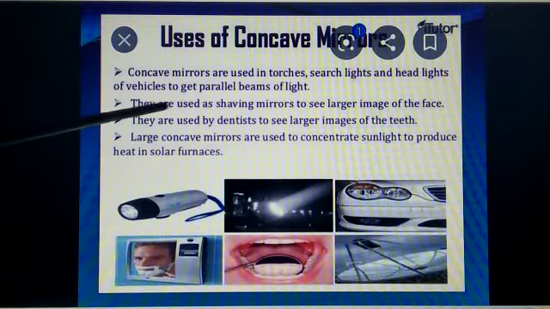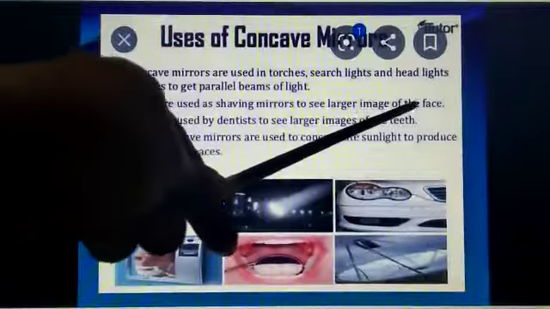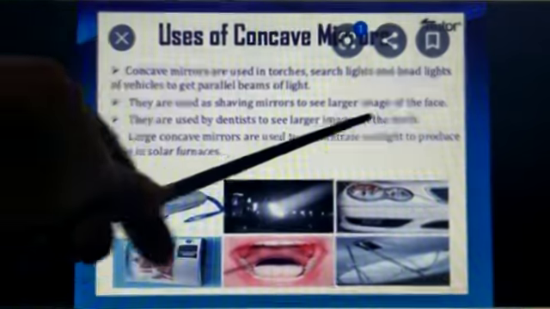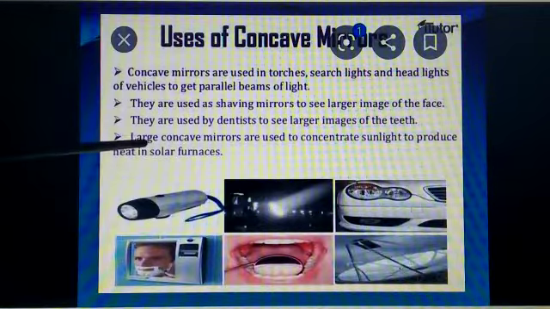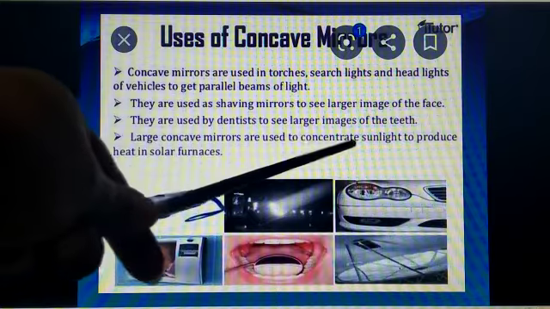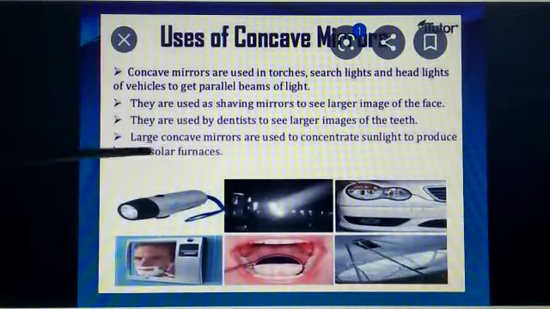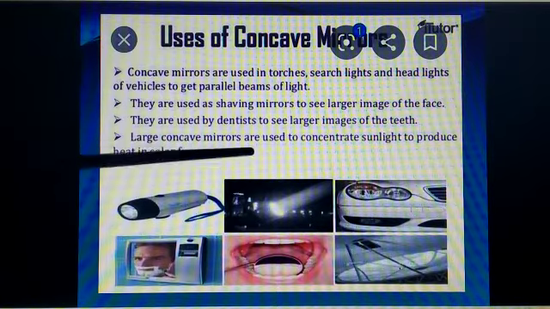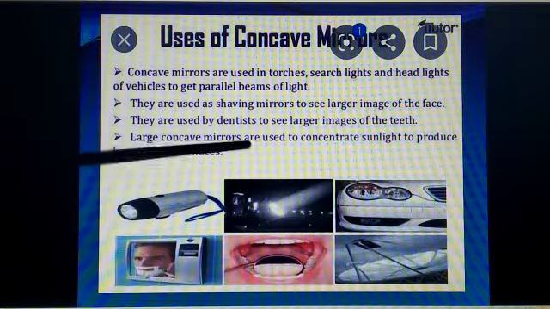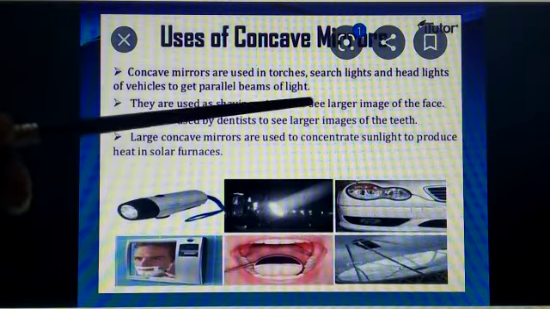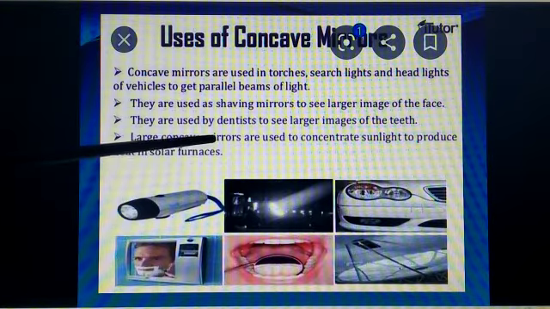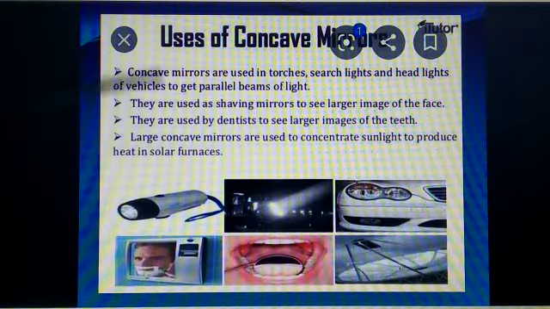And second, they are used in shaving mirrors to see a larger image of the face. Then they are used by dentists to see a larger image of teeth. And next, larger concave mirrors are used to concentrate sunlight to produce heat in solar furnaces, solar cookers and all. A concave mirror is a converging mirror. If you use a concave mirror in a solar cooker, it will reflect all the sunlight to a particular point, then it will produce a large amount of heat. So these are the uses of concave mirrors.